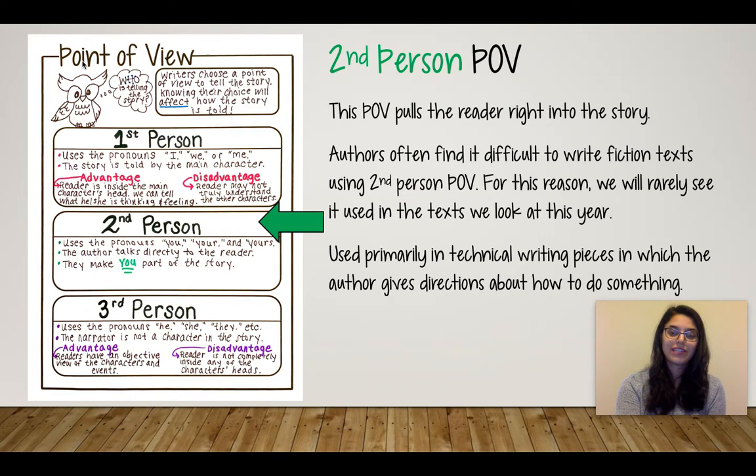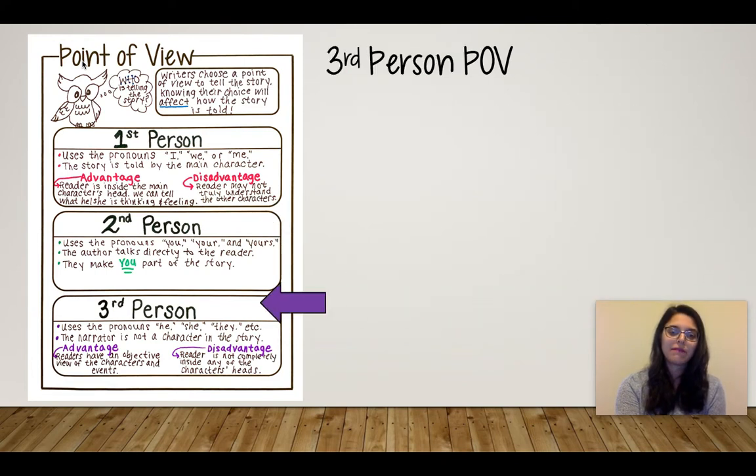So let's look at third person now. That's at the bottom of my anchor chart. And it says third person uses the pronouns he, she, they, etc. And the narrator is not a character in the story. Let's tackle this a little bit further.